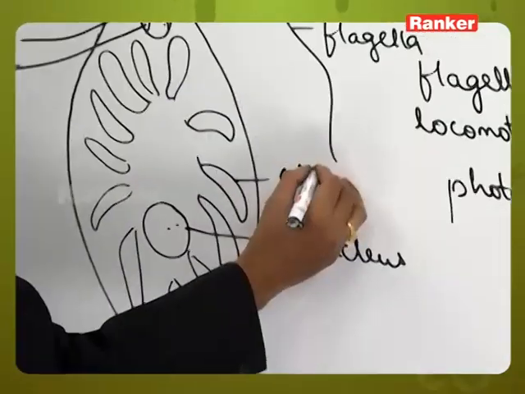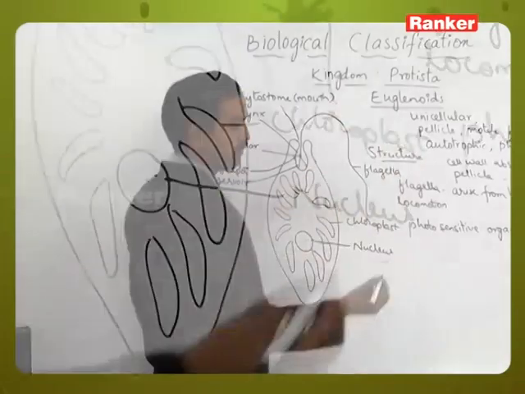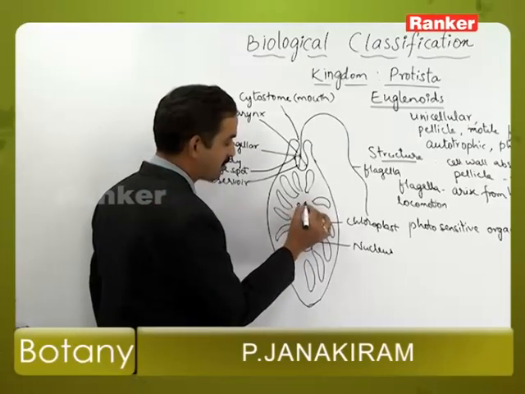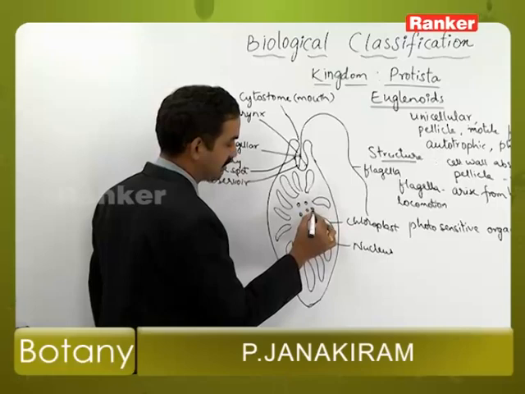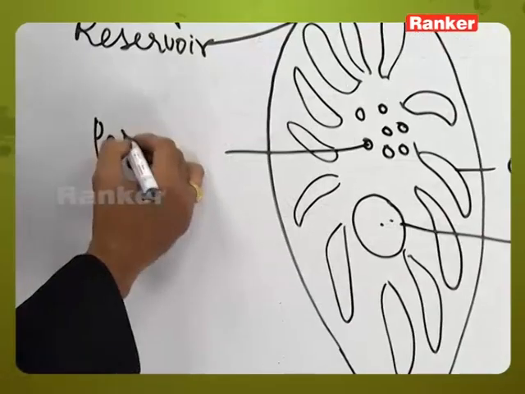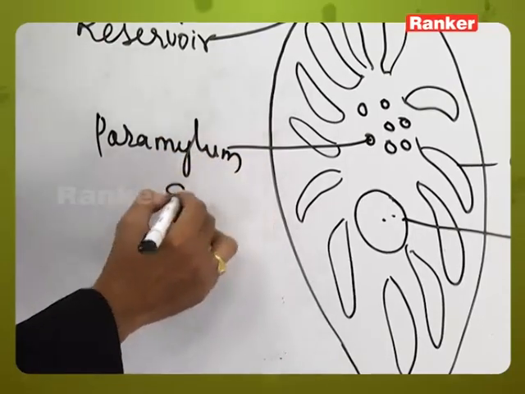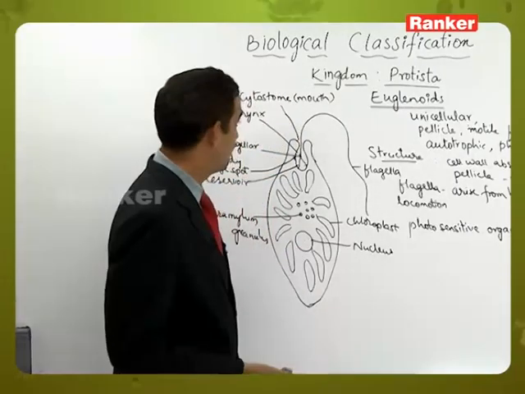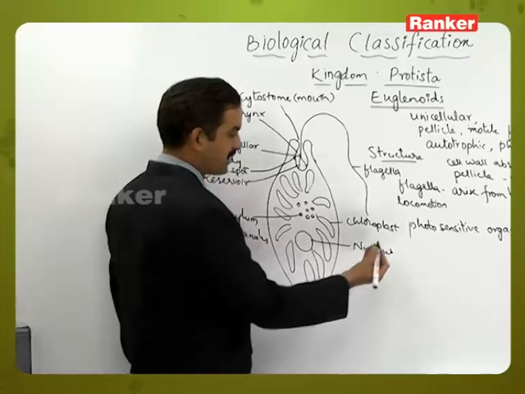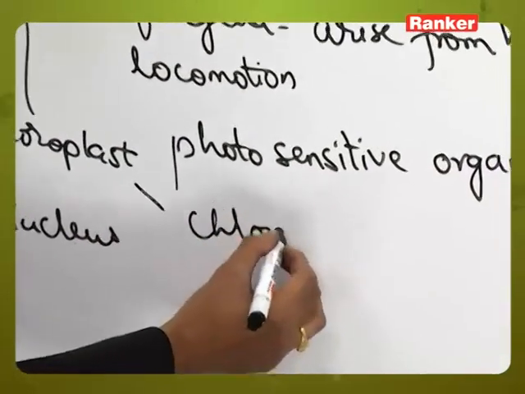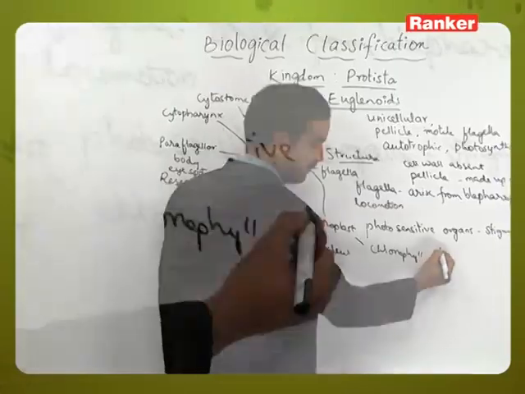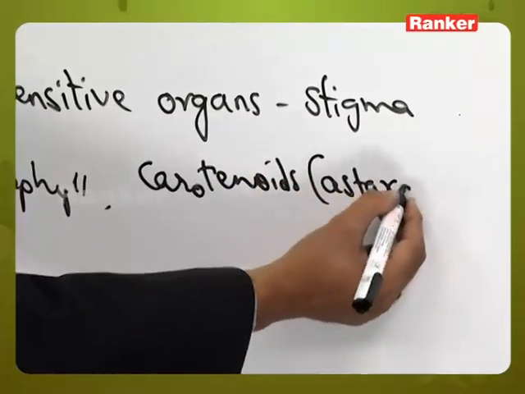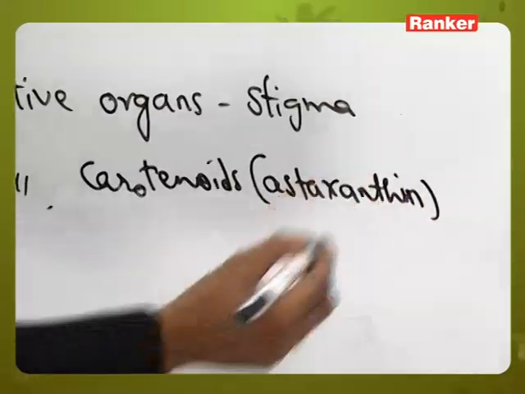These structures are called chloroplasts. The chloroplast contains pigments, that is chlorophyll pigment, which helps in performing the photosynthetic function. Apart from this, they have paramylum granules, which are reserve food materials. So these are the structures which can be seen in the euglenoids. And what are the pigments present in the chloroplast? They have chlorophyll pigments and carotenoids like astaxanthin, which help in the photosynthetic process.